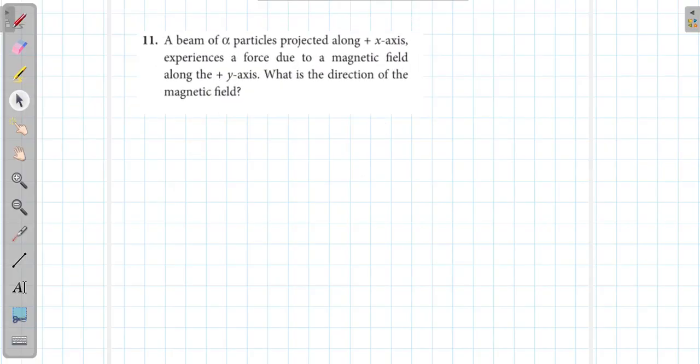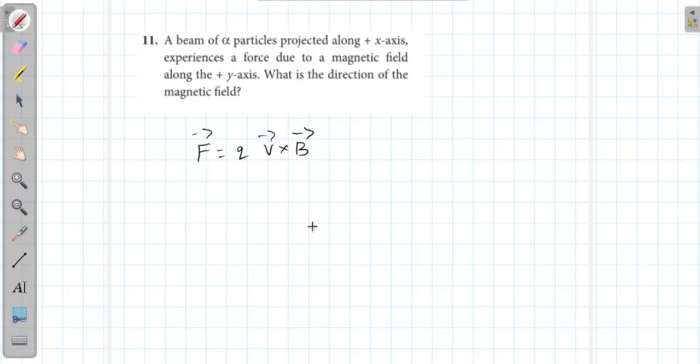The beam of alpha particles projected along the x-axis experiences a force due to the magnetic field along the y-axis. What is the direction of the magnetic field? For this case, we already know the formula: F equals Q V cross B. I'll tell you one small trick in this case.